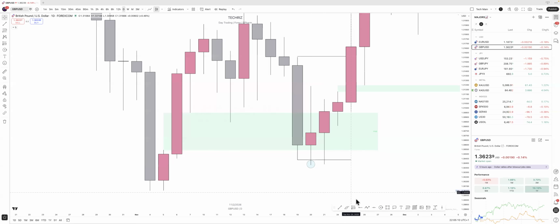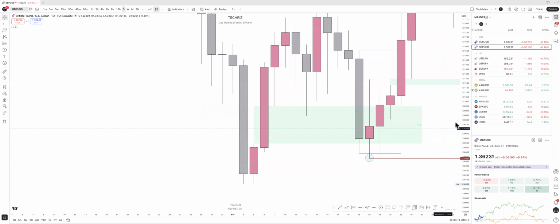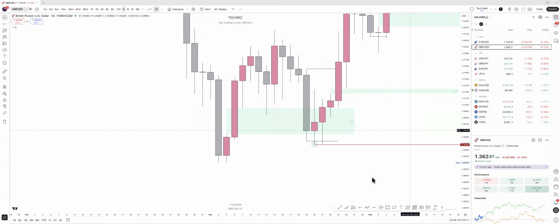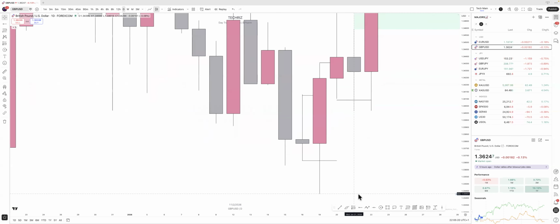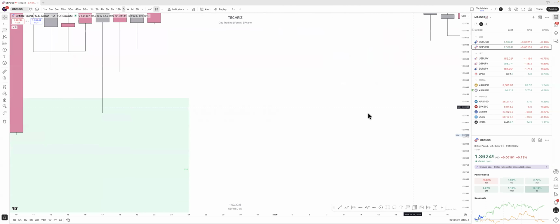Price will not sweep below that low. Even if it likes, let it come close. The same thing that price did here. Came very, very close, but it still didn't sweep the low. Here as well. Came very close, but it didn't sweep it.